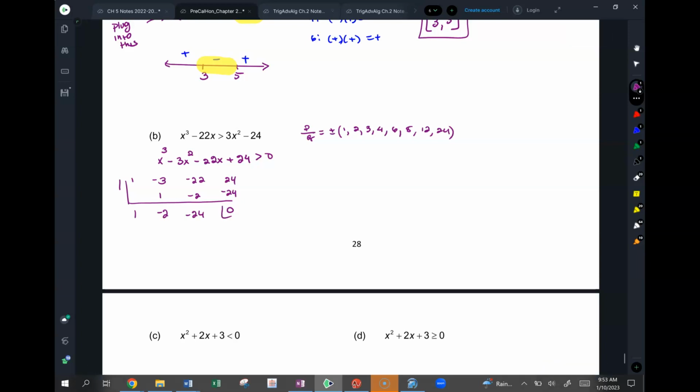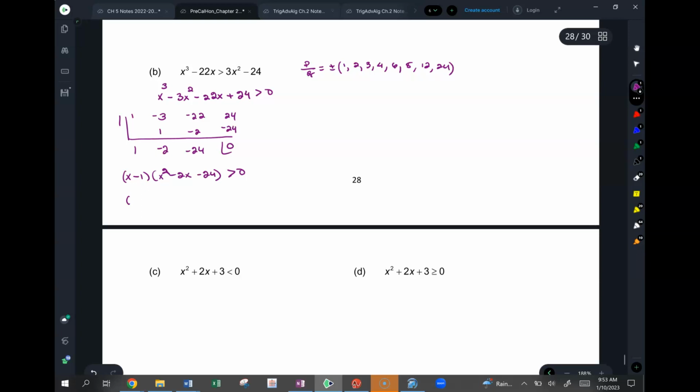Isn't that cool? So what do we get now? We get that x minus 1 times x squared minus 2x minus 24 is greater than 0. And that we can factor. What do we get when we factor? What do you guys think? No? Nothing?